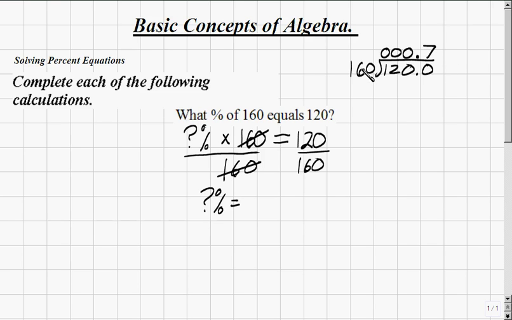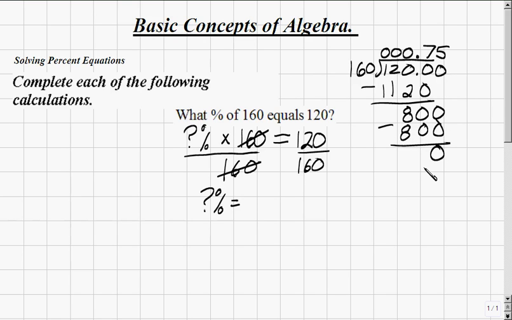7 times 160, 7 times 0 is 0, 7 times 6 is 42, 7 times 1 is 7, plus 4 is 11. Subtracting this, we get 80. Bringing down another 0, we have 160 divided into 800, which evenly divides in 5 times. 5 times 0 is 0, 5 times 6 is 30, and 5 times 1 is 5, plus 3 is 8. Subtract this, we get a remainder of 0.